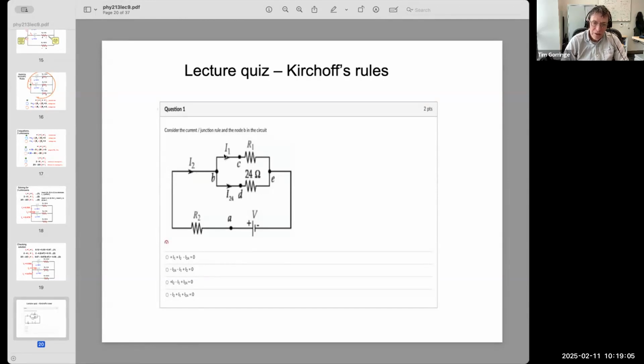And so we're asked to think about those currents and write down the correct version of the current rule for those three currents. Here are three versions down here, and we have to pick which one is correct. Which one of those three is correct? I'll give you another minute or so to think about that.